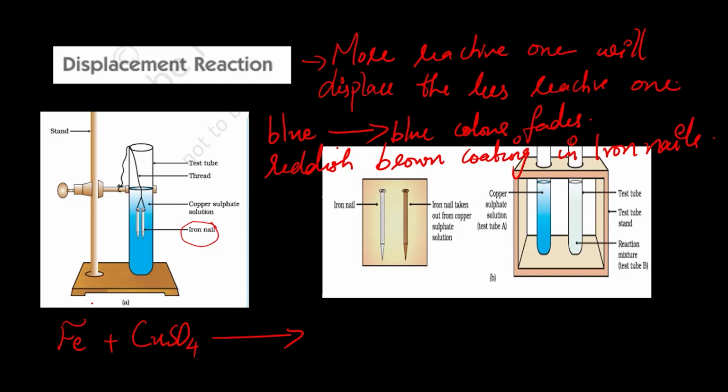And what is happening? Iron is more reactive than copper. So it will kick out copper from its copper sulfate solution, and you will be getting FeSO4 plus Cu, copper. So which is more reactive? Iron. So that will kick out the other one, and it takes the place of that. So this reaction is called a displacement reaction. Understood? Okay. Do this next question.